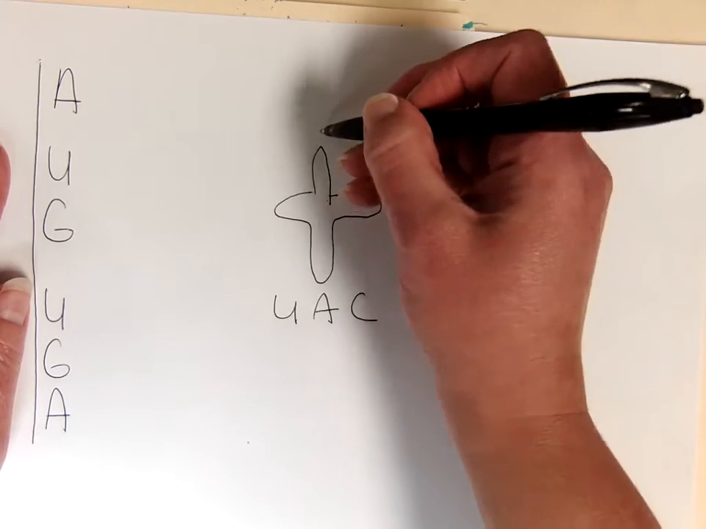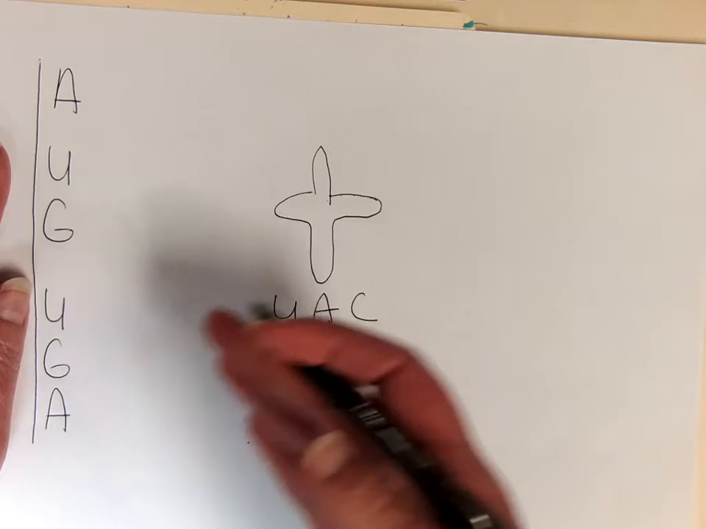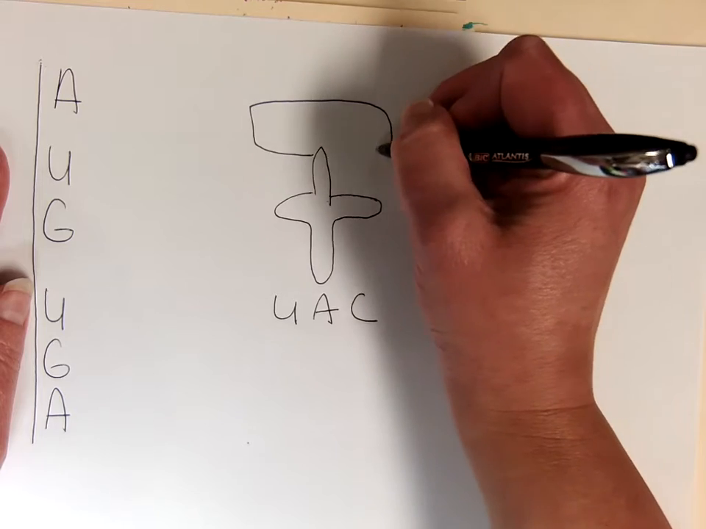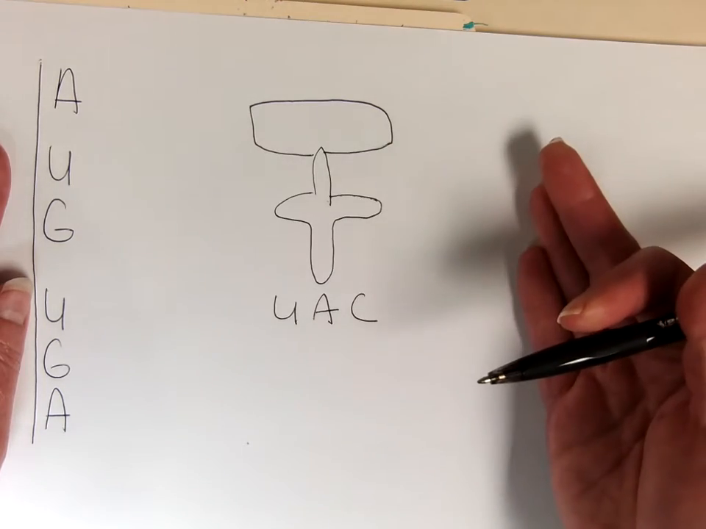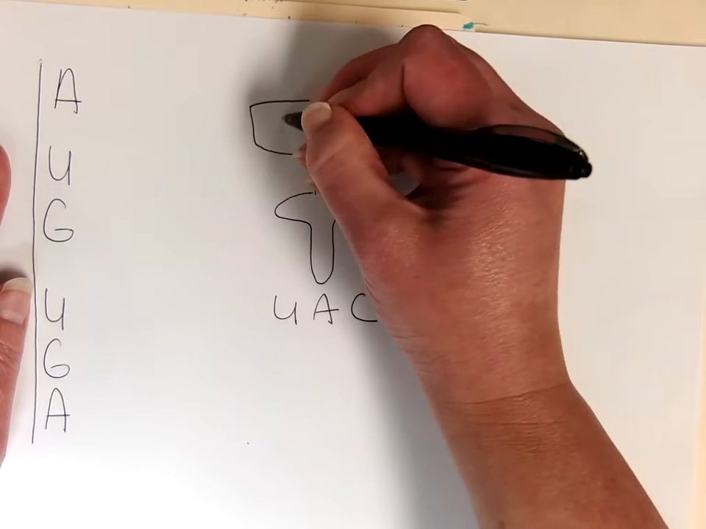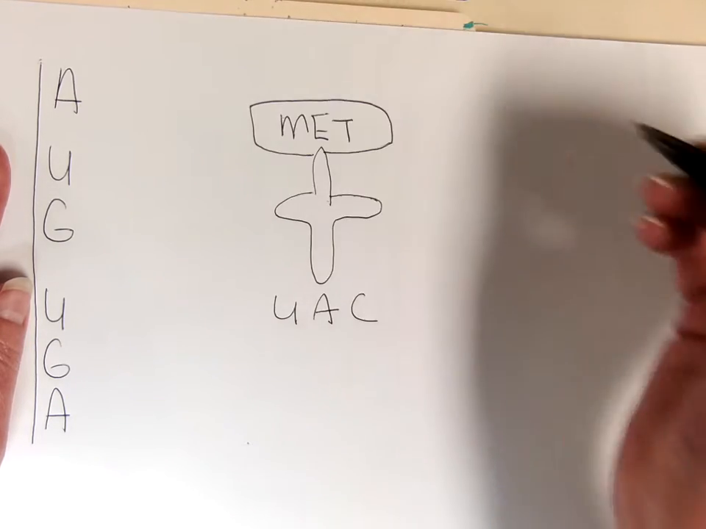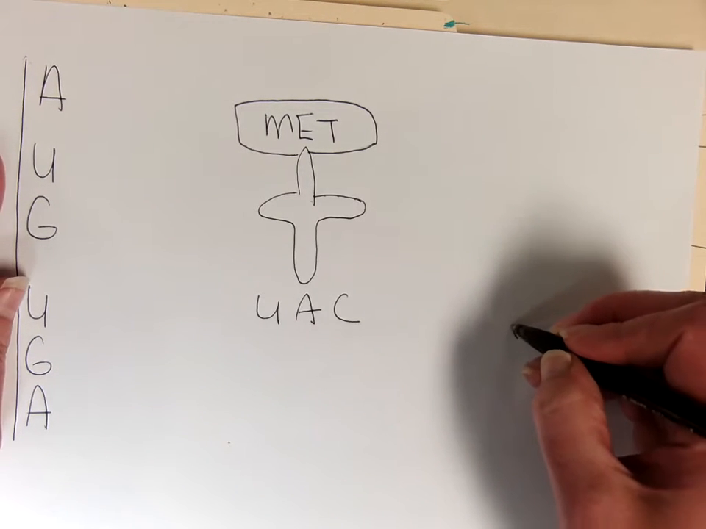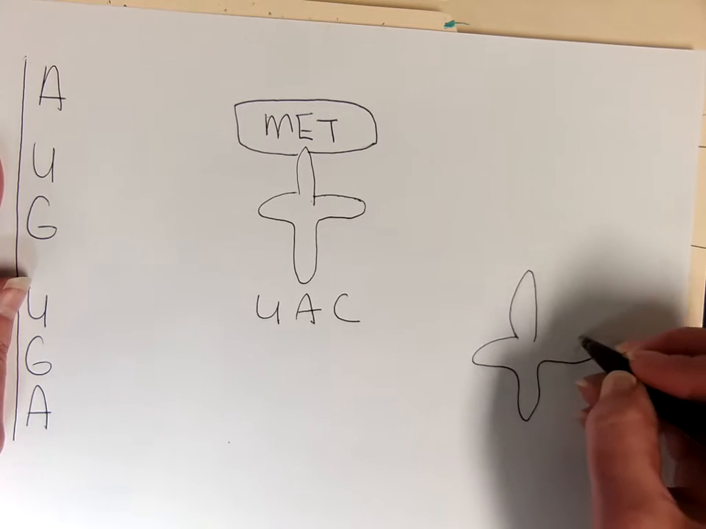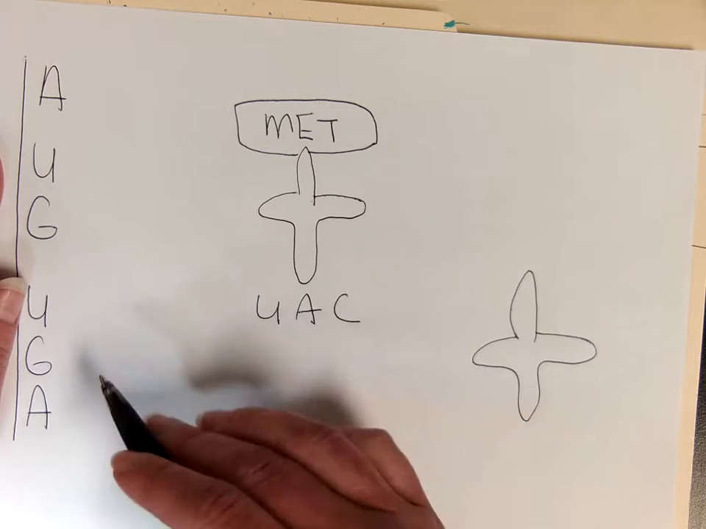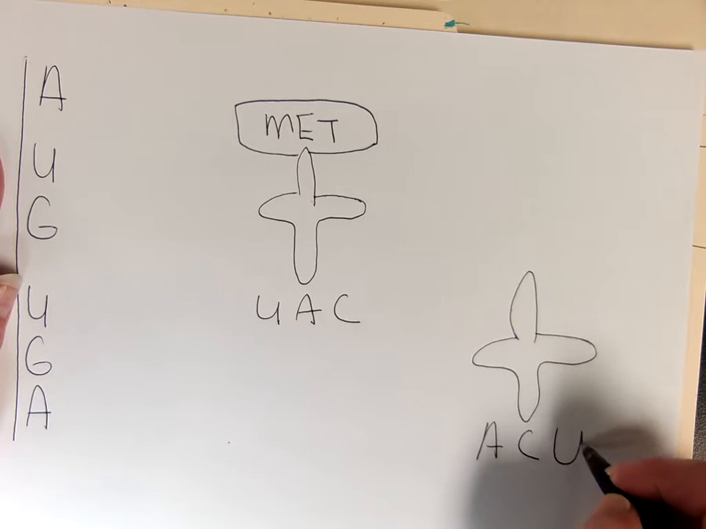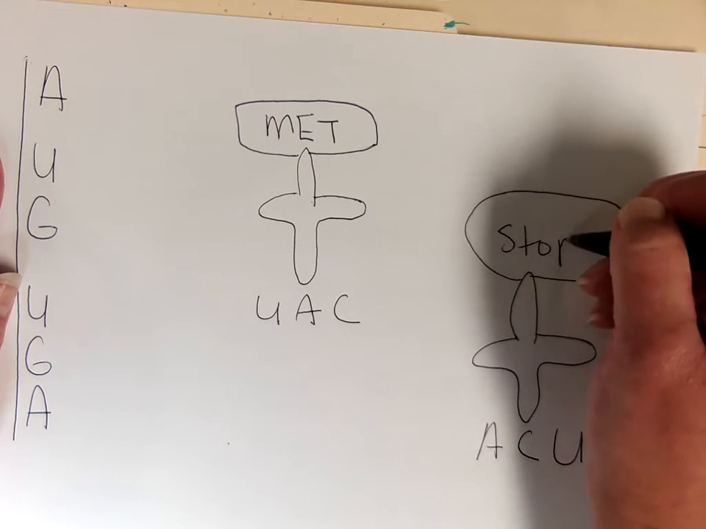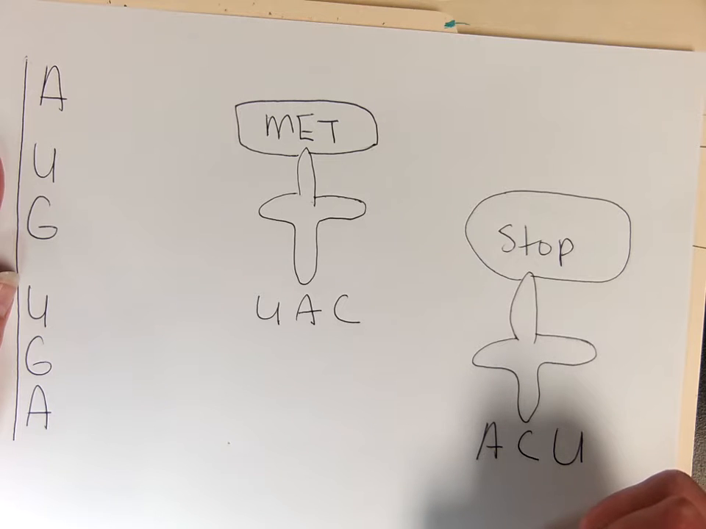And on the other end is what it's bringing, what it's transferring, what it's taking. And what it's taking, oh, that's beautiful. It's taking the amino acid. And in this case, we know that this one is methionine. Now we have two, so we'll go ahead and put the other one in here. And get our matches. And on this one, oh, that's lovely. This one is called the stop codon.